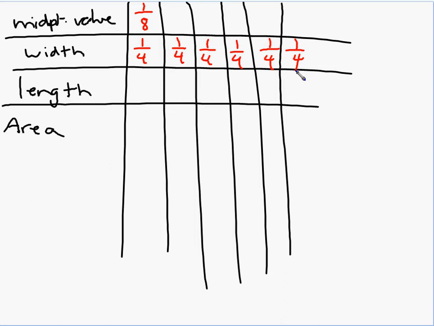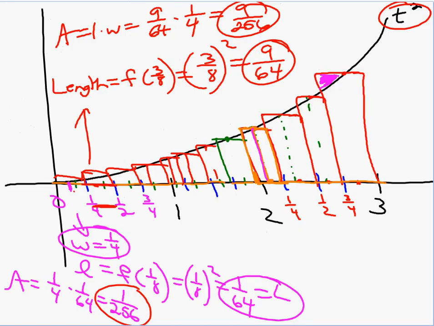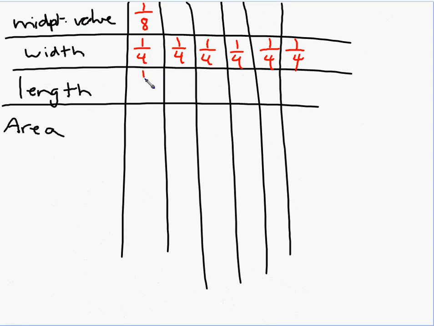We said at this first one that the length of the first one was 1/8 quantity squared. We plugged the midpoint value in and we squared and we got 1/64. So this first one was 1/64. Then for the area, we did length times width, and we got 1/256 was the area of our first little rectangle.